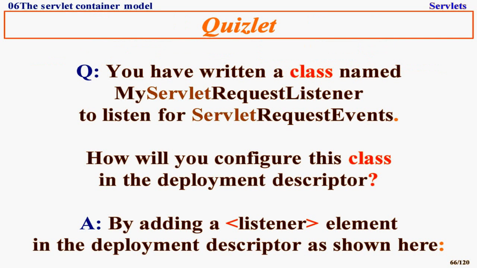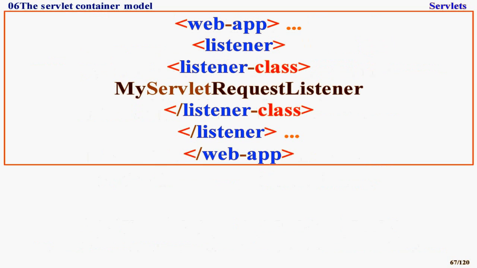Quizlet. Q. You have written a class named MyServletRequestListener to listen for servlet request events. How will you configure this class in the deployment descriptor? A. By adding a listener element in the deployment descriptor as shown here. Web-app. Listener. Listener class. MySessionAttributeListener. Listener class.